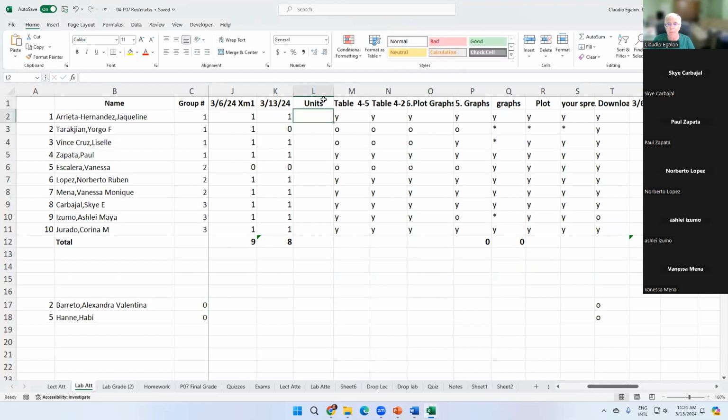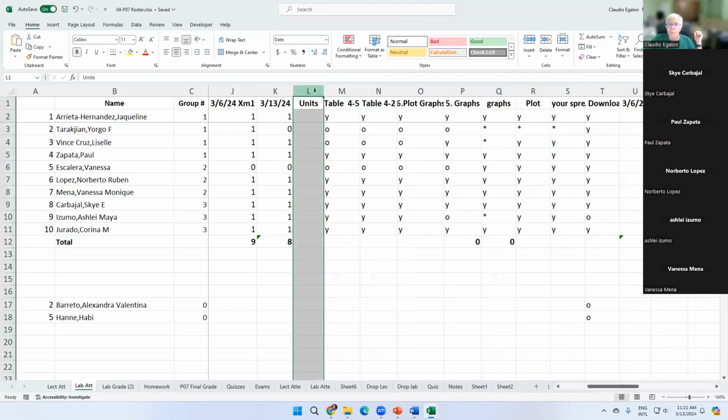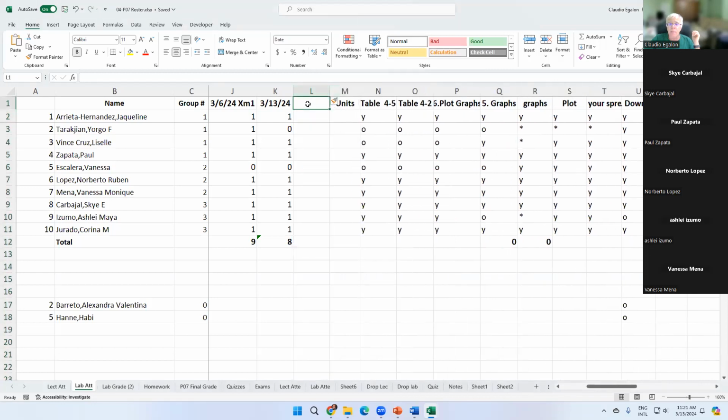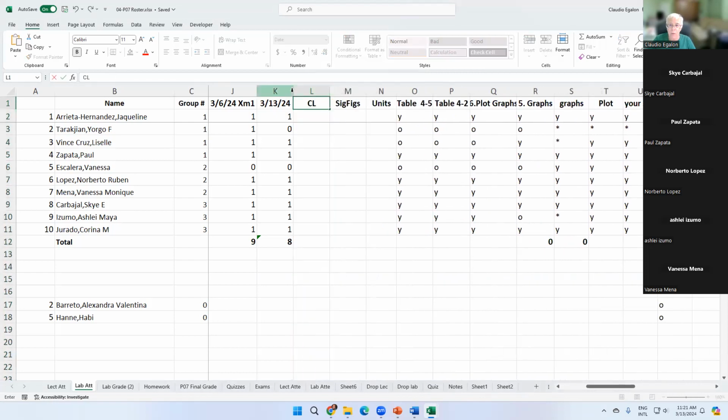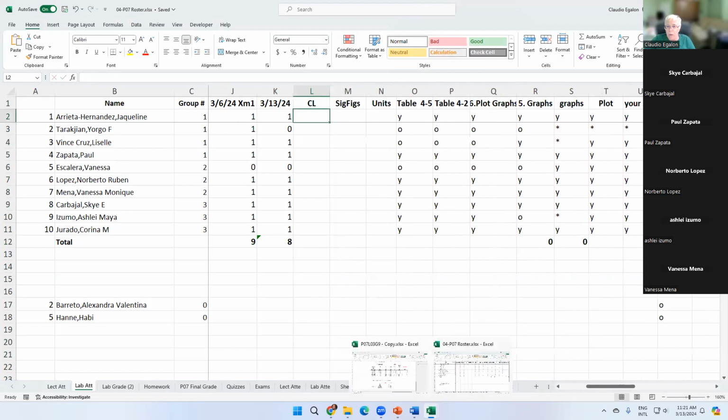Units. I'll give you a few minutes to work on that. 1120. Next is going to be sig figs and CL. Those are the other three that need to be done.